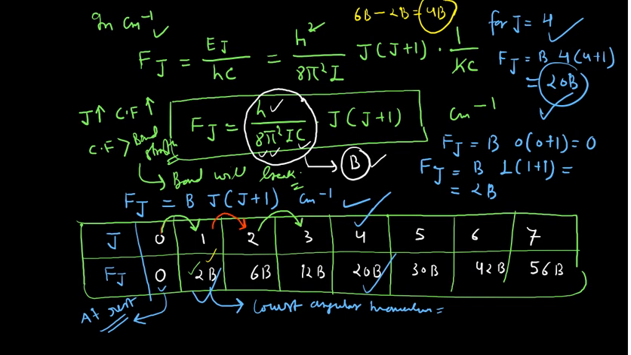So, what will happen? J equals 3 gives 12B and J equals 2 gives 6B. So, 12B minus 6B equals what? It is 6B. So, earlier the difference was 2B, then it became 4B, and after that it becomes 6B. So, it is increasing gradually.